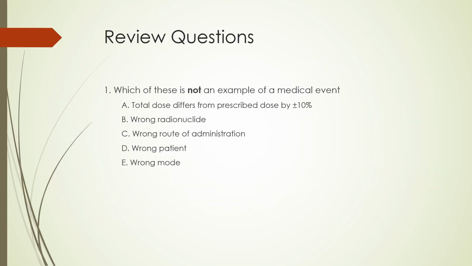Let's finish up with a few questions. First question: which of these is not an example of a medical event? Your choices are: first choice, total dose differs from prescribed dose by plus or minus 10%. Second choice, wrong radionuclide is used. Third choice, wrong route of administration. Fourth choice, wrong patient. Fifth choice, wrong mode. The correct answer is the first choice. A medical event requires the prescribed dose to differ by plus or minus 20%, not plus or minus 10%.